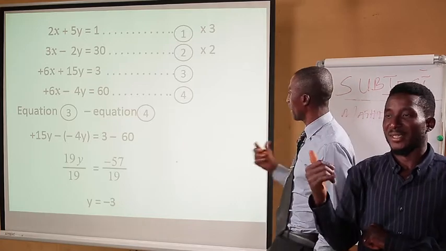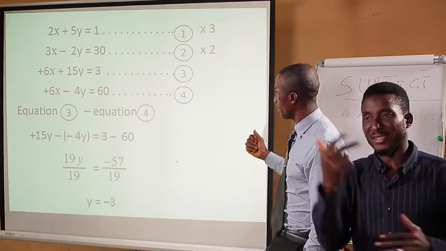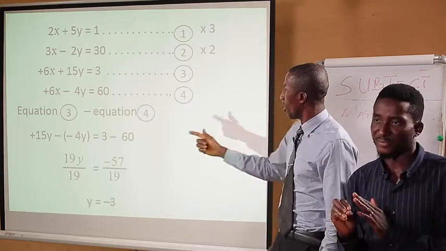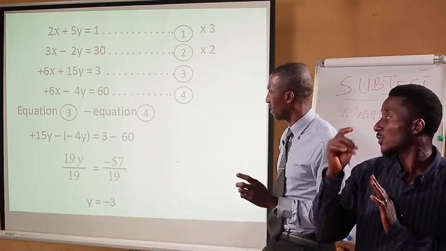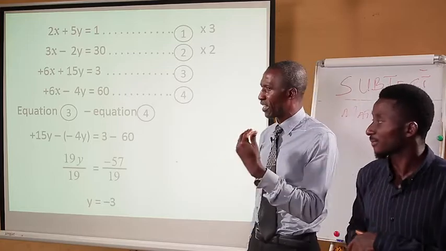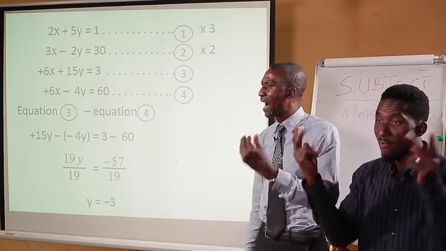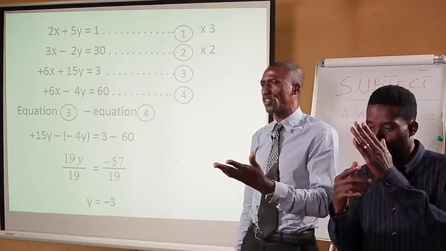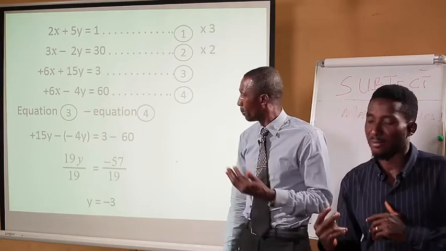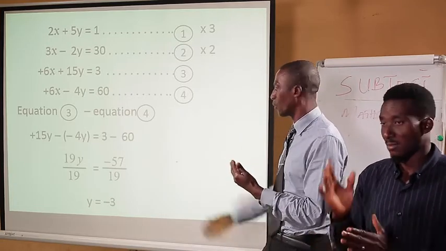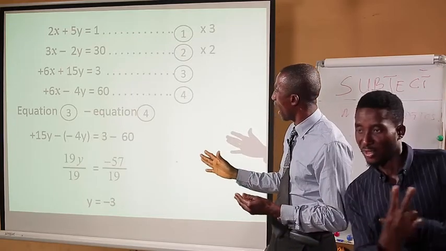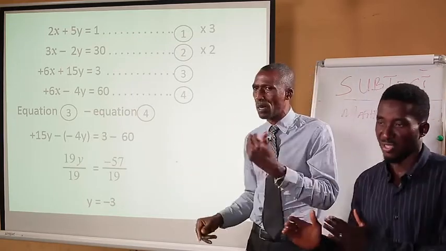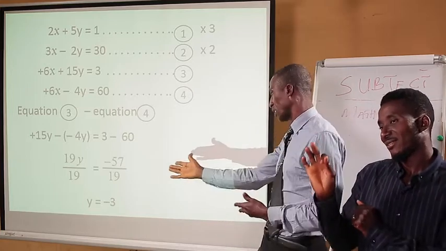Then the right-hand side, 3 minus 60, of course, we are going to have minus 57. Now, to find the corresponding value of y, we are to divide both sides by the coefficient of y, also known as the multiplier of y, which is 19.